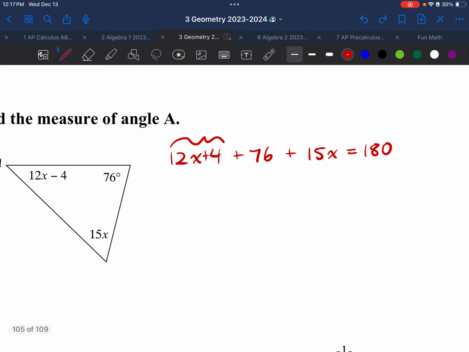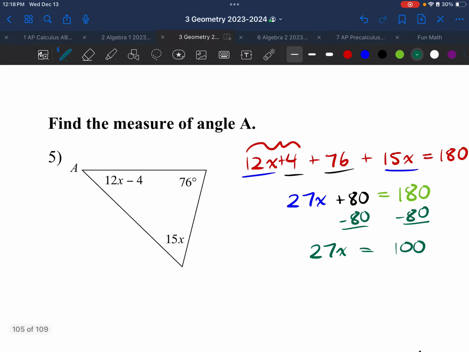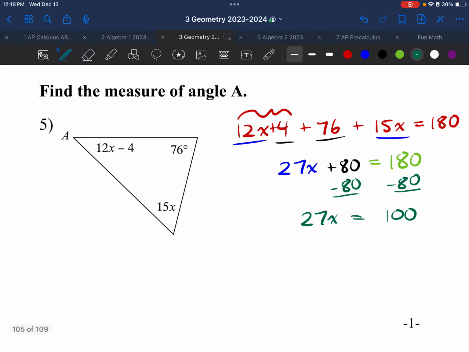From here, I'm going to combine like terms. I have a 12x and a 15x for a total of 27x. And I have a 4 and a 76 for a total of 80. And that's going to be set equal to 180. I'm going to subtract 80 on both sides. That's going to leave me with 27x is equal to 100. And I feel like I might have made a mistake because I don't think this one comes out very nice. For number 5.